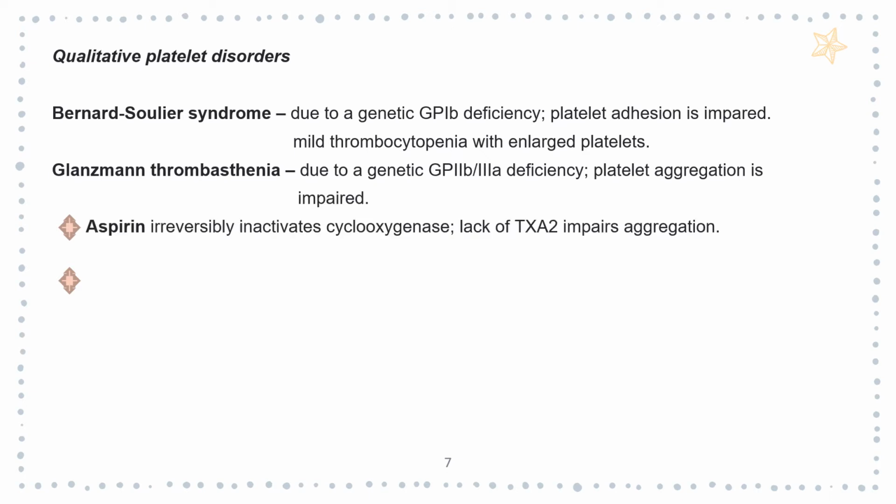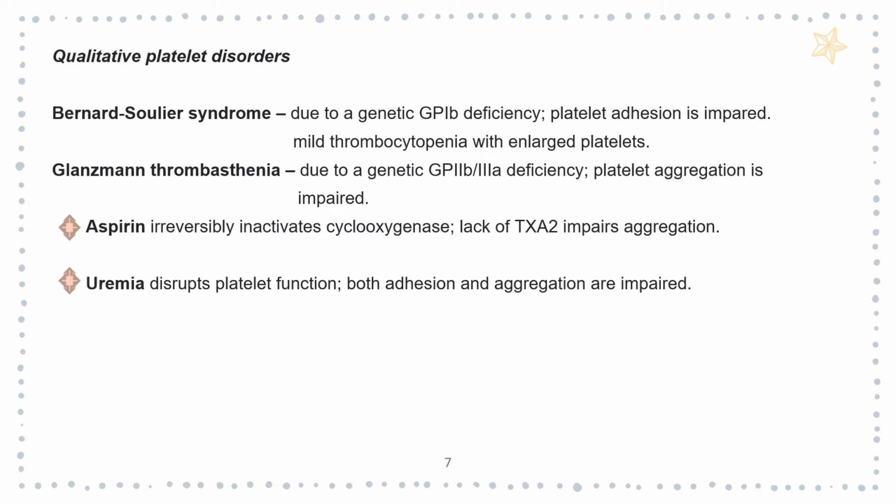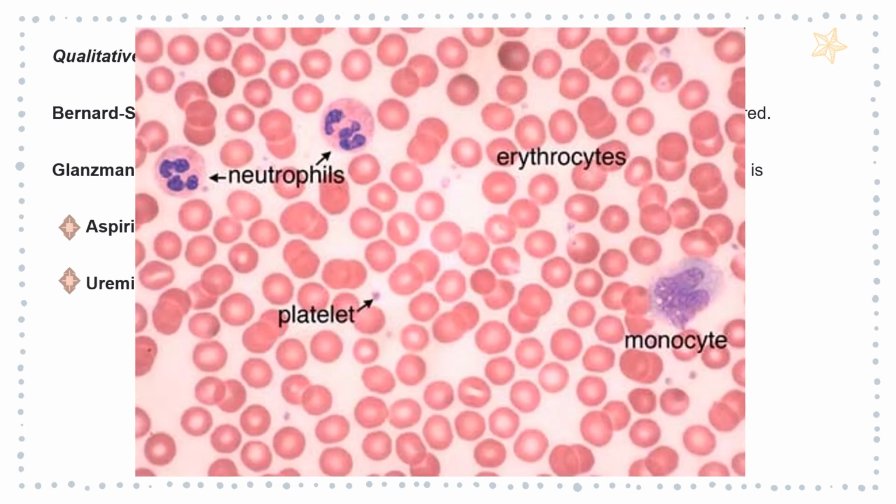Platelet aggregation is impaired. Aspirin irreversibly inactivates cyclooxygenase. Lack of thromboxane A2 impairs aggregation. Uremia disrupts platelet function. Both adhesion and aggregation are impaired. And on this picture you can see the general appearance of platelets, erythrocytes, all of them, and monocytes and neutrophils.